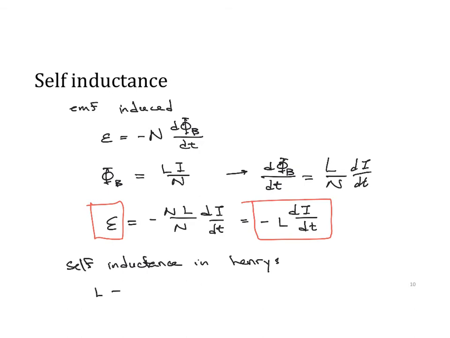And again, just like mutual inductance, L depends on geometry like size and shape and number of turns, and whether we've got an iron core. So ferromagnetic materials matter here. So whether it's an air core or an iron core or a steel core or something like that.